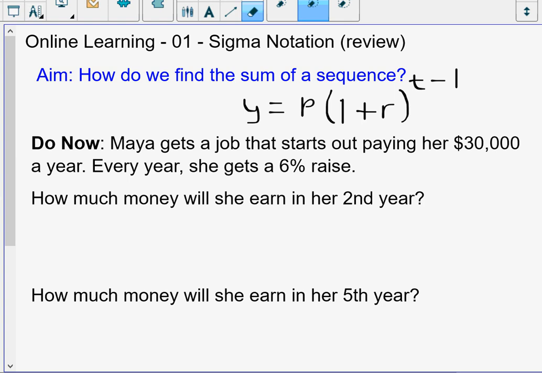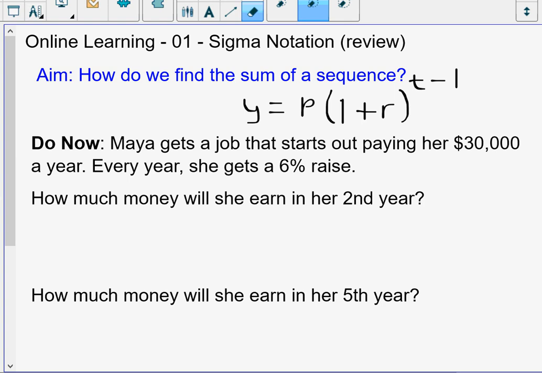If that explanation didn't make sense to you, I'm going to ask you to just take my word for it and use this formula with the t minus 1 as the exponent. Go ahead and pause the video, figure out the answers to these two questions, and then we'll start back up again and we'll do it together.